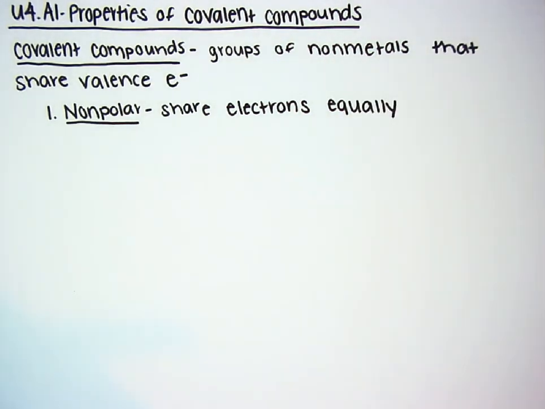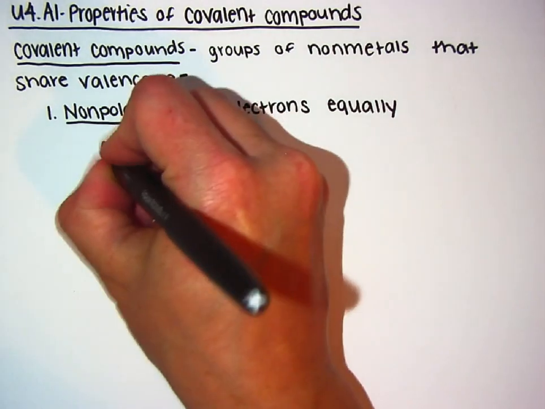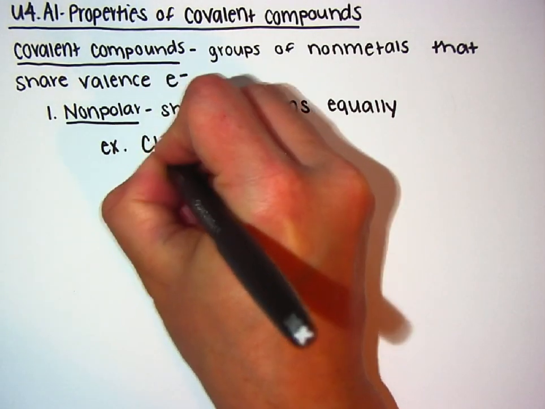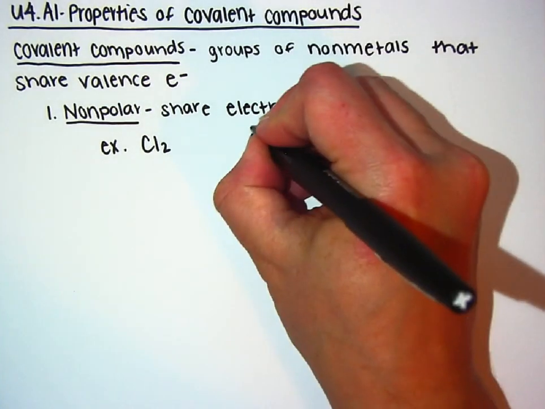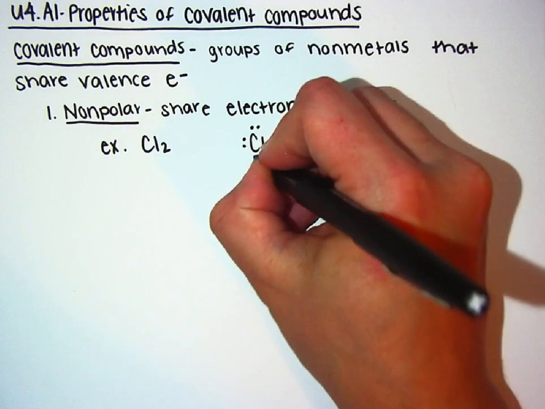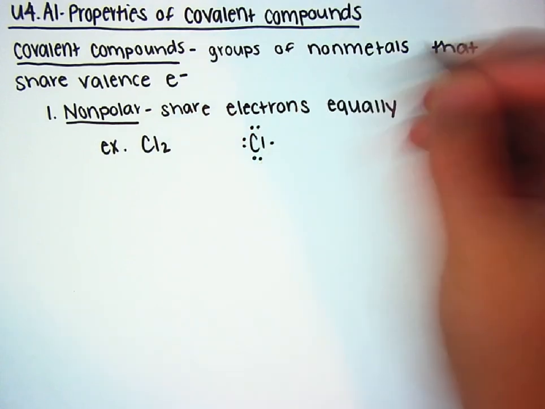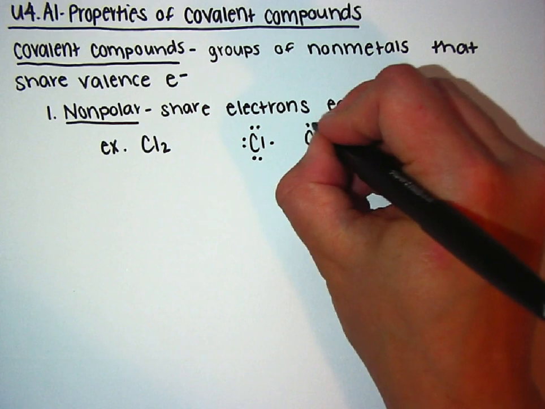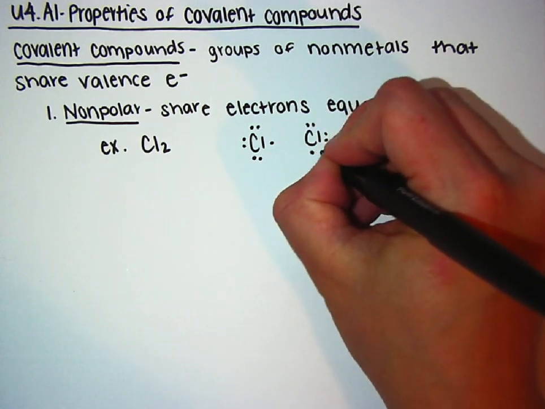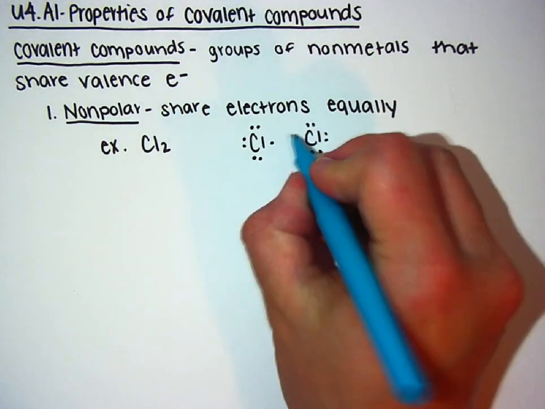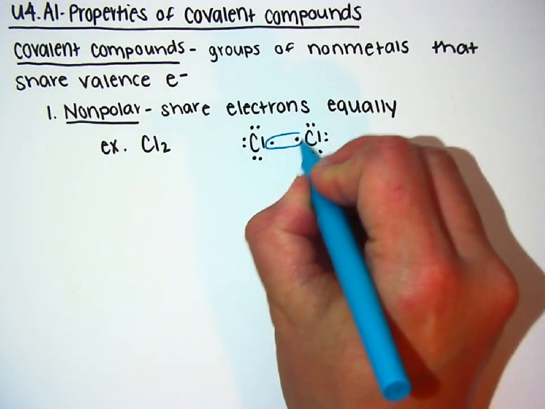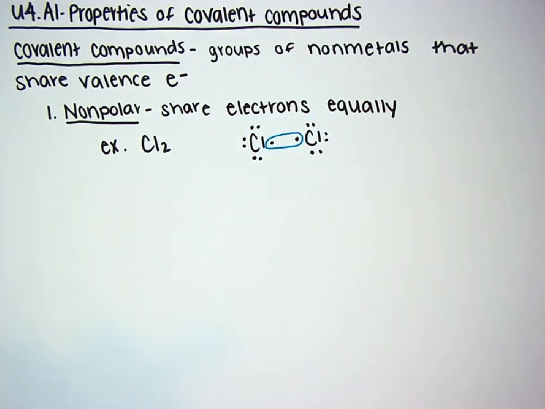An example of a nonpolar covalent compound would be diatomic chlorine. So chlorine is a halogen. It is in group 7, so it has 7 valence electrons. If I have 2 chlorine atoms, they both have 7 valence electrons. And remember the octet rule, everything wants 8 valence electrons. So these 2 chlorine atoms can share their unpaired electron, and they can form a nonpolar covalent bond.